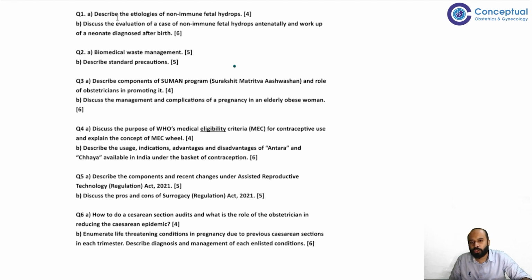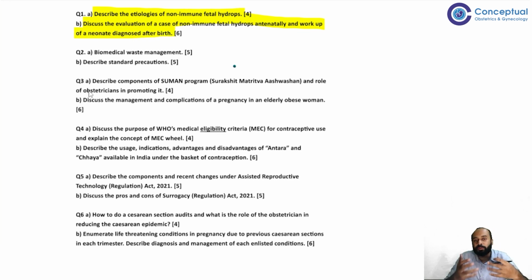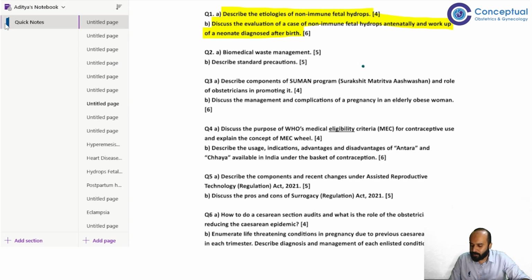So the first question for today is, describe the etiologies of non-immune hydrops. Secondly, what is going to be the evaluation of non-immune hydrops antenatally, and then after the non-immune hydrops fetus has been delivered, when it's a neonate. So the question is about how do I evaluate it. So everything about non-immune hydrops. Let us begin.